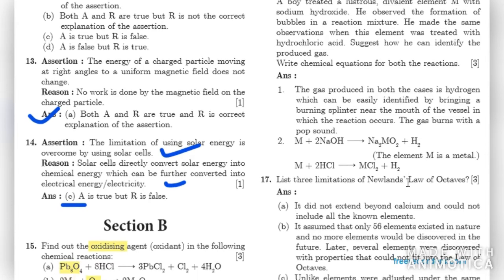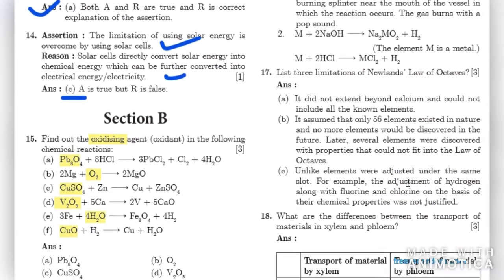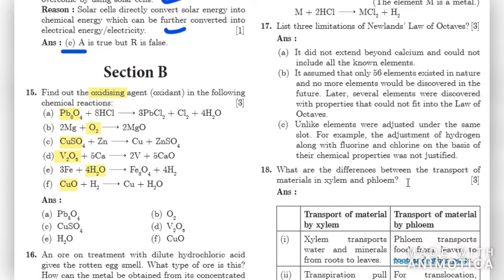Now moving on to question number 17, it says list 3 limitations of Newlands' law of octaves. In Newlands' law of octaves, it does not extend beyond calcium. It could be valid only till calcium. Now the second is that it assumes that only 56 elements are present. He only thought that there could be only 56 elements. There couldn't be any more elements in future. So he didn't account for those.